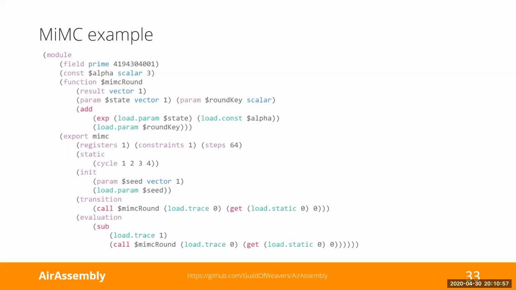Can you explain why you needed to repeat the expression where you're calling MiMC round? Why did I need to repeat these expressions here? Yes. So these are used for two different steps within the computation. This transition function is used to generate the initial execution trace. The evaluation is the constraint evaluation that is used once the trace is generated, and you apply this kind of function to the already built trace.